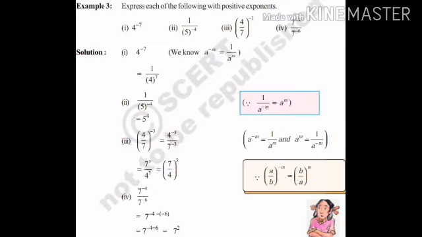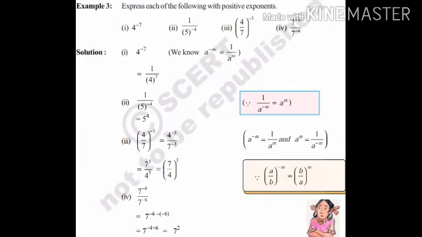Next we are going to discuss some examples. Example 3. Express each of the following with positive exponents. First question, 4 power minus 7. Solution. We know a power minus m is equal to 1 by a power m. That implies 1 by 4 power 7.